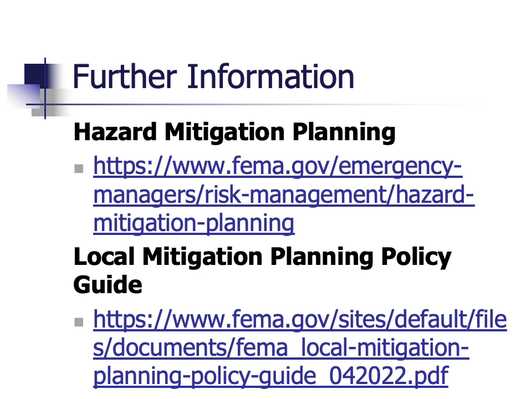If you would like further information about HAZMAPs, I would refer you to the following two FEMA documents.